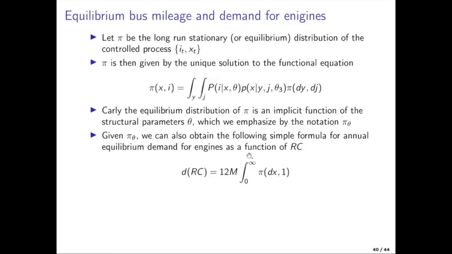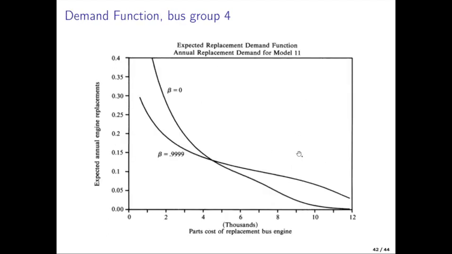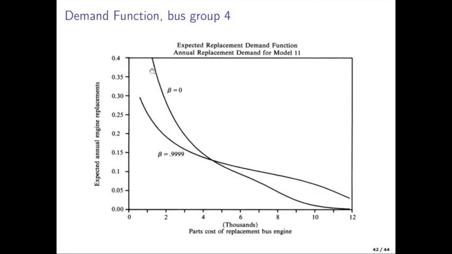So that was really pi, the equilibrium distribution of bus mileage coming out of the model, by the way. And then you have the demand, which was a function of the replacement cost. And then you can vary the replacement cost, and then resolve the model, and then recalculate the demand, vary the replacement cost again, and then you get a demand curve.